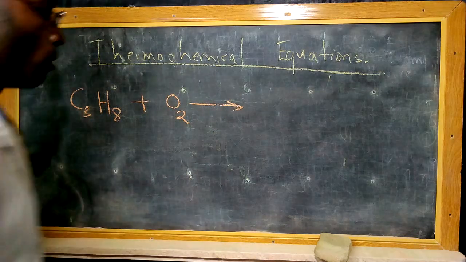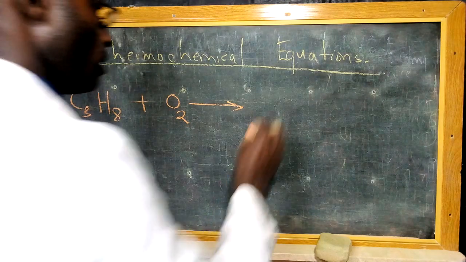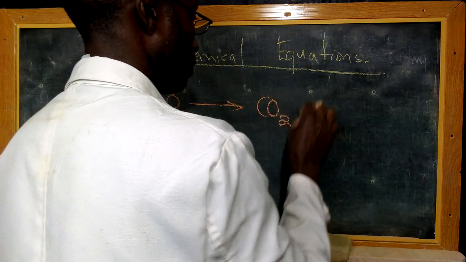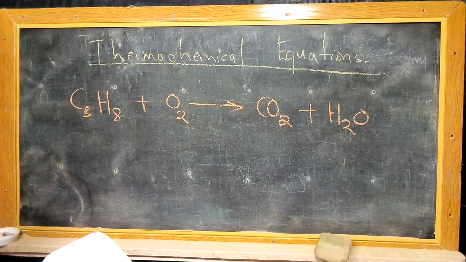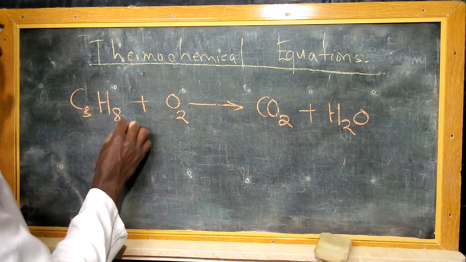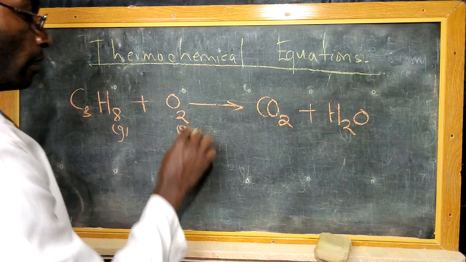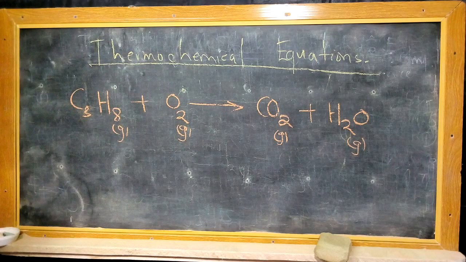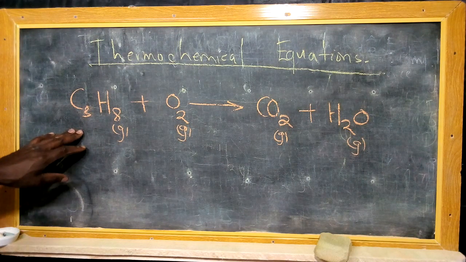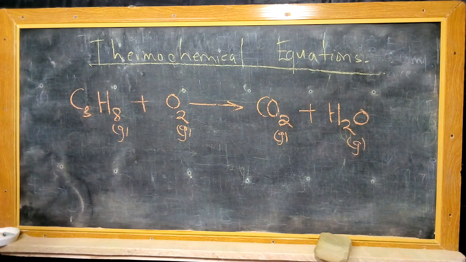Combustion of propane to form, of course, hydrocarbons burn to form CO2 plus water. So let's try to balance that equation. Of course, this is propane gas, oxygen gas, CO2 gas, and this is steam. In that case, let's try to balance the reactant and the product side for the coefficients.